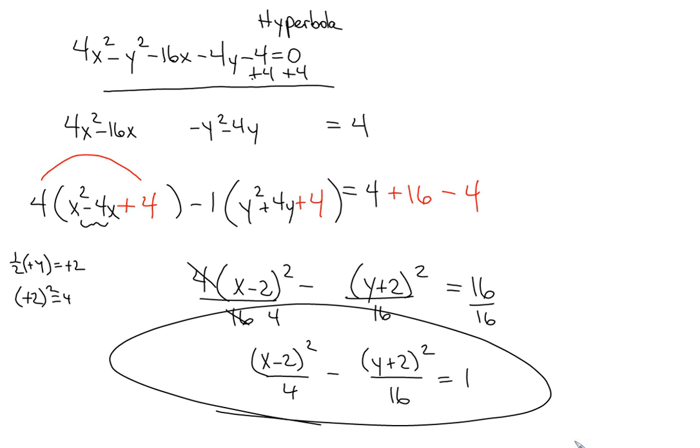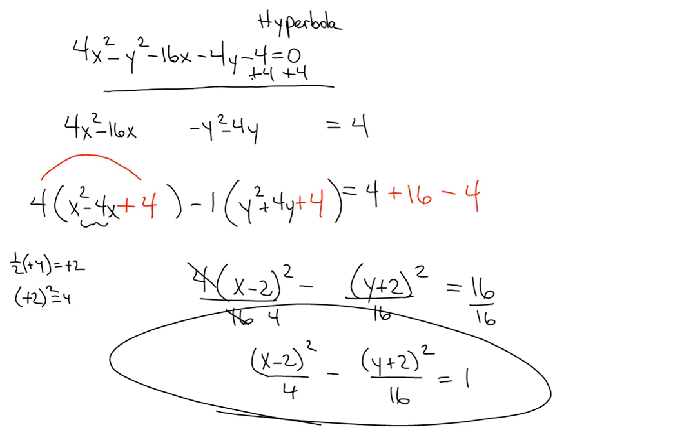Could we now graph that? Yeah, what's the center? 2, negative 2. How far are we going to go each way in the x direction from 2, negative 2? 2 units. How far in the y direction? 4. Draw the box. Draw the diagonals. Which way is it going to open? X direction or y direction? X direction. Do you guys see how easy it is from there?